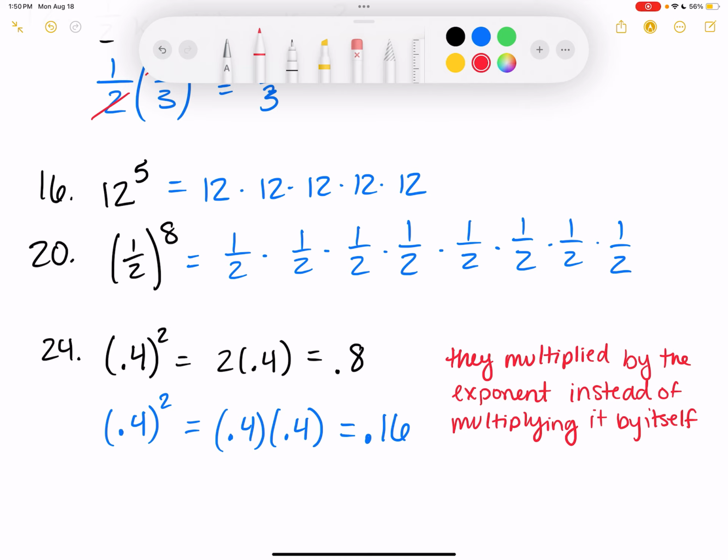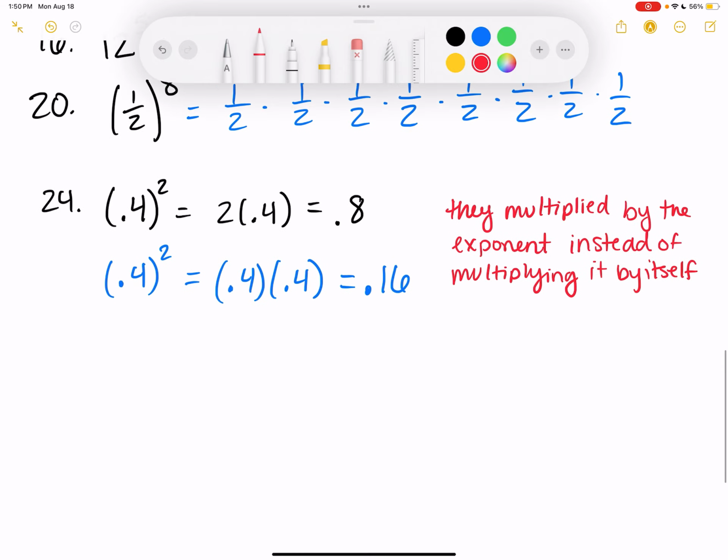Wouldn't the 0.4 times 0.4 be 1.6? No, because you move it 2 decimal places. Every decimal place you have, it has to get moved over 2 times. So if it was 4 times 0.4, then it would be 1.6, because only one of them is a decimal. But with both of them being 0.4, we have to move it twice.